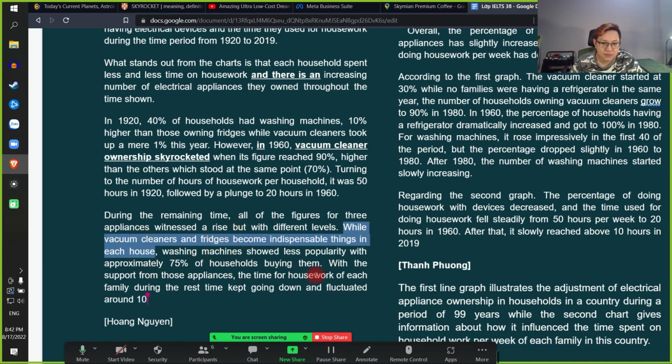Washing machine show less popularity. Oh, nó chỉ ra được cái sự ít có sự thông dụng hơn. Very good. Đó, có sự uyển chuyển với cách sử dụng ngôn ngữ đó. This is a flexibility in the way you use language. Very good. Very good.